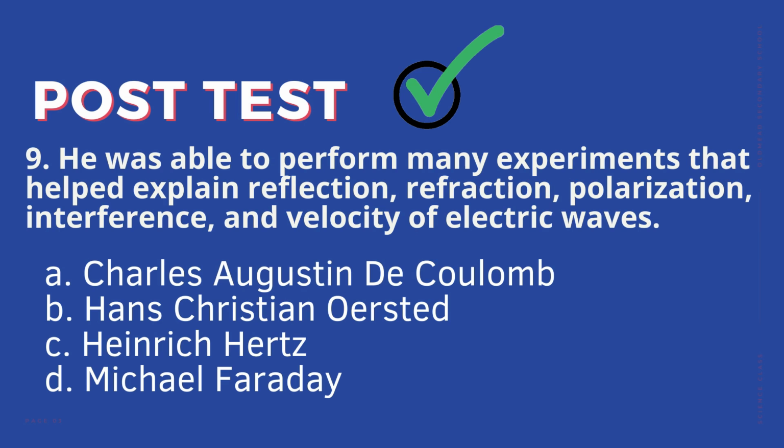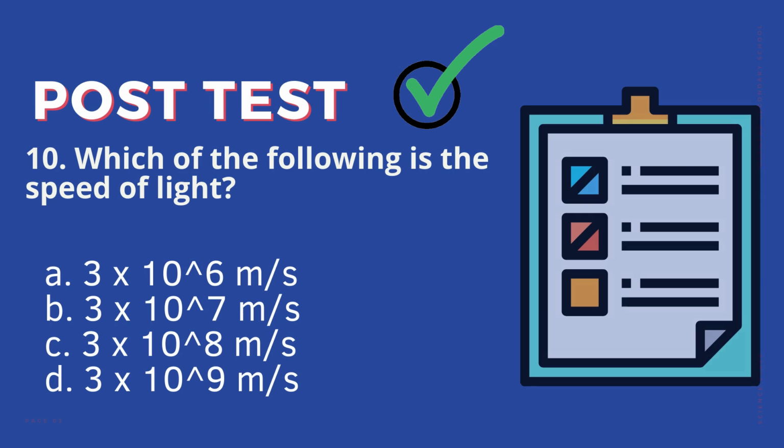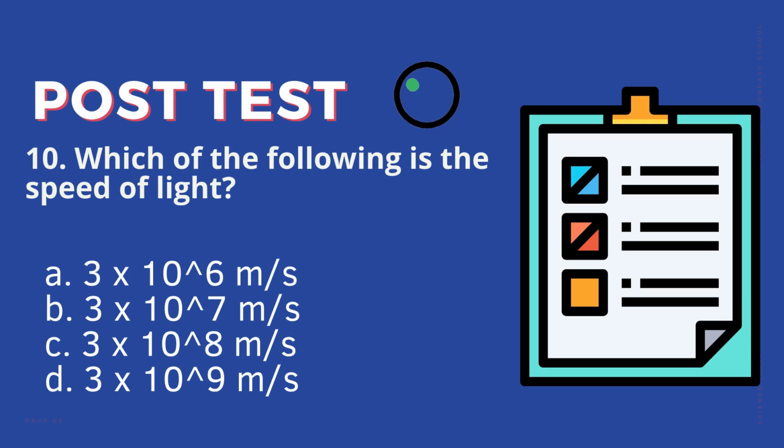9. He was able to perform many experiments that help explain reflection, refraction, polarization, interference, and velocity of electric waves. A. Charles Augustin de Coulomb. B. Hans Christian Ørsted. C. Heinrich Hertz. D. Michael Faraday. 10. Which of the following is the speed of light? A. 3 times 10 to the 6 meter per second. B. 3 times 10 to the 7 meter per second. C. 3 times 10 to the 8 meter per second. D. 3 times 10 to the 9 meter per second.